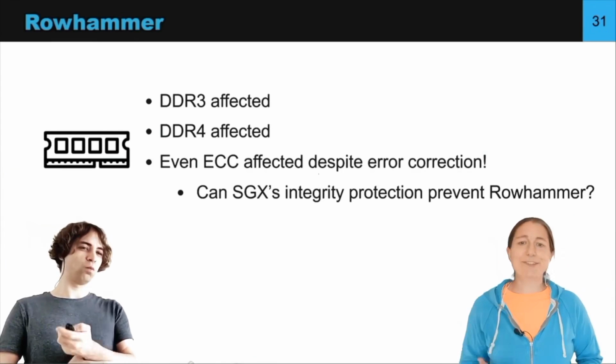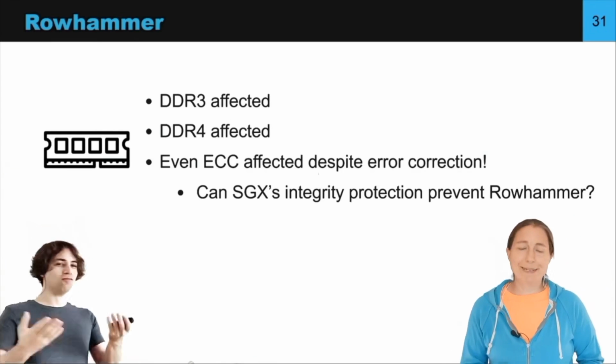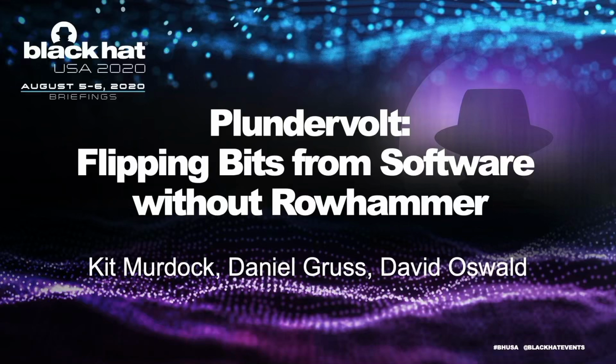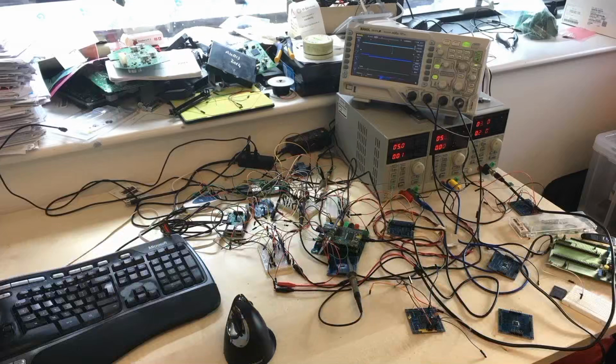So, let's talk about Plundervolt. Plundervolt is flipping bits from software, but without Rowhammer. And the first thing we did is we did something called fault injection. Yes, I know what fault injection is. I do that all the time.